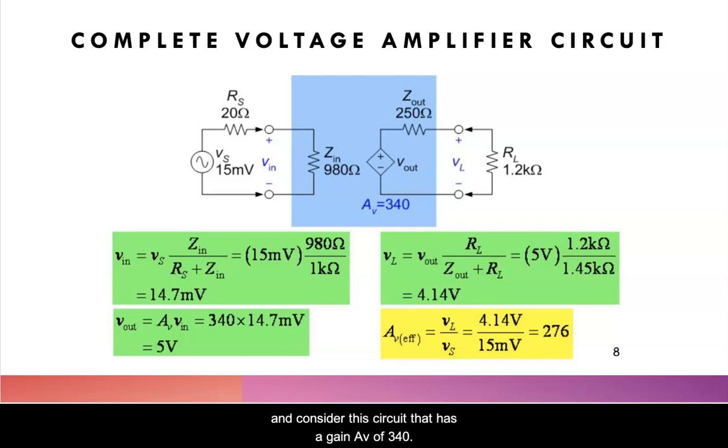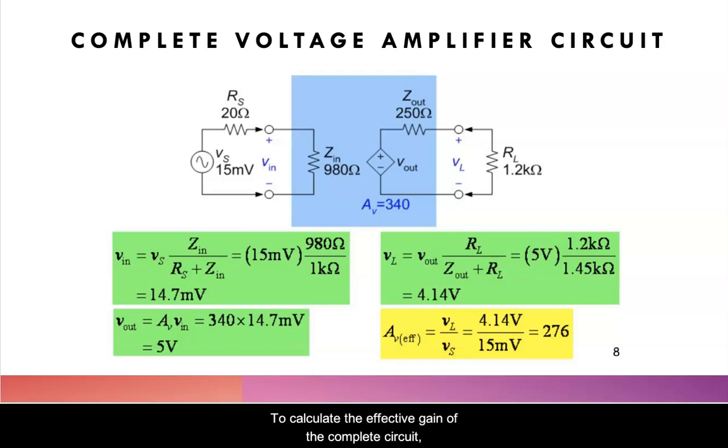of 340. We can calculate the value of Vload from the input side by calculating the Vin as follows. First, using the voltage divider, Vin is equal to 14.7 mV, and therefore AV times Vin inside the amplifier is equal to 5 V. From there, we can calculate Vload, which is equal to 4.14 V.